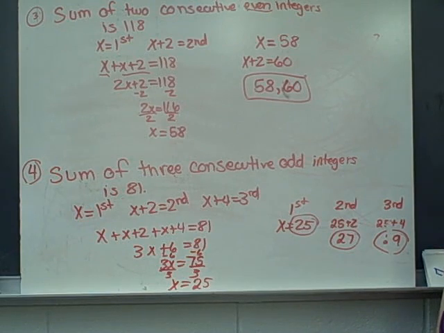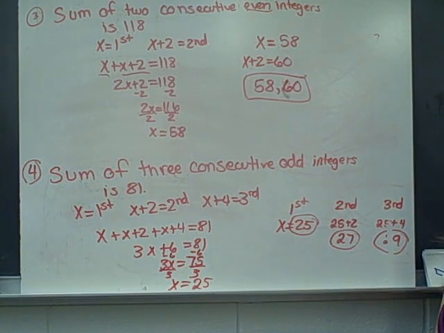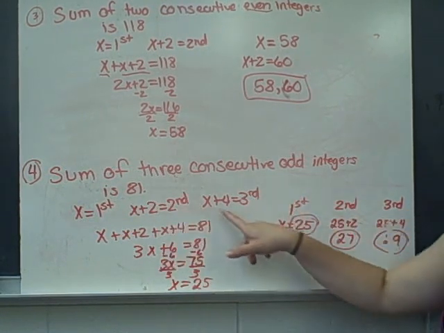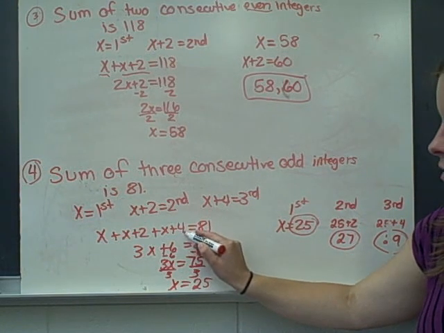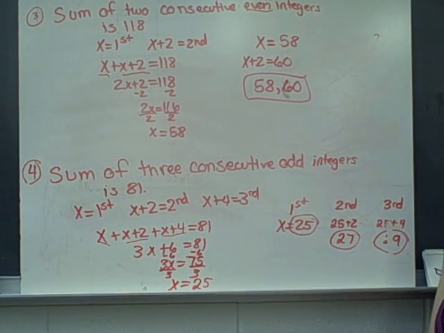Number 4, the sum of 3 consecutive odd integers is 81. Okay, we're going to do the same thing. First integer is x. If I'm going from 3 to 5, I'm adding 2. So second integer would be x plus 2. And then third integer would be x plus 4. Okay? 1, 2, 3 integers added together equals 81.